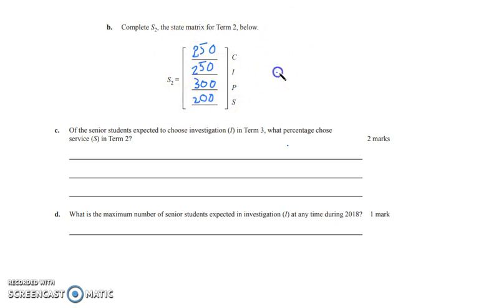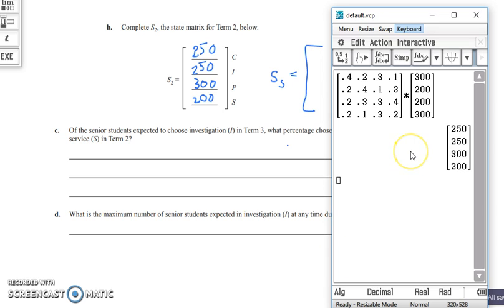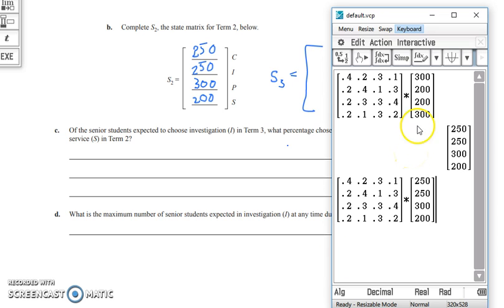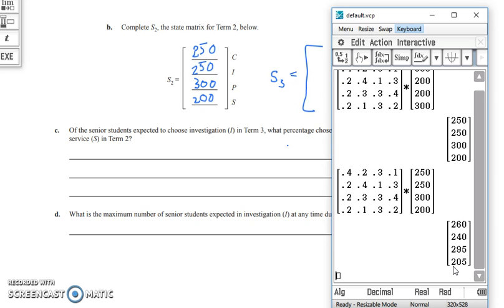So we are going to have to make one more calculation to work out what these values are for C, I, P, and S. So we can get our CAS calculator out again. We can place in the values, but now using our S2 matrix in here to calculate the next. The recurrence equation uses the previous value to calculate the next value. And by doing that, we get our values for our S3 of 260, 240, 295, and 205.